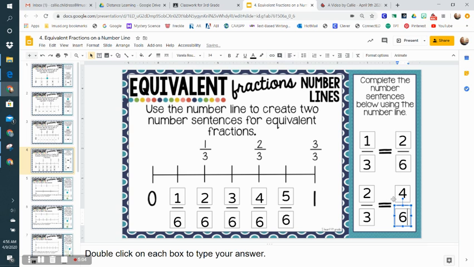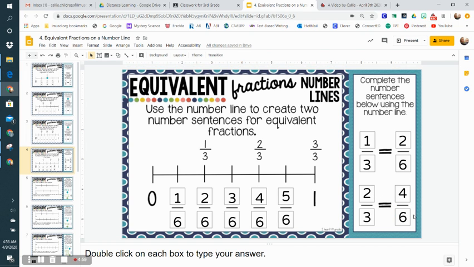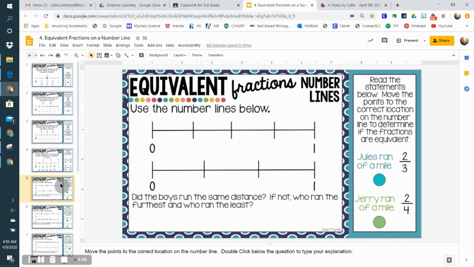4/6. So I would read this fraction 2/3 equals 4/6. Okay. All right. So that's how you would fill in slide number 4. Okay. Heading over to slide number 5. This is a little different. So let's read the directions.